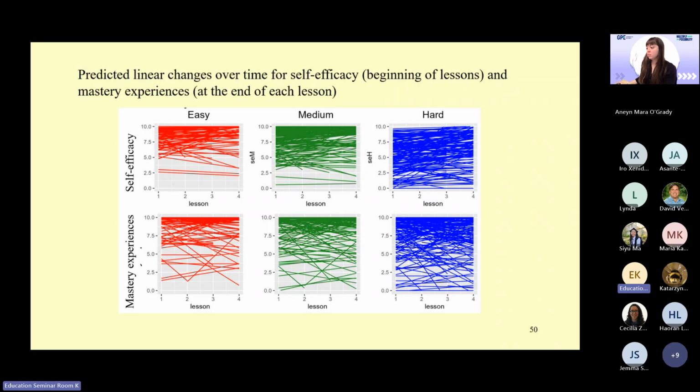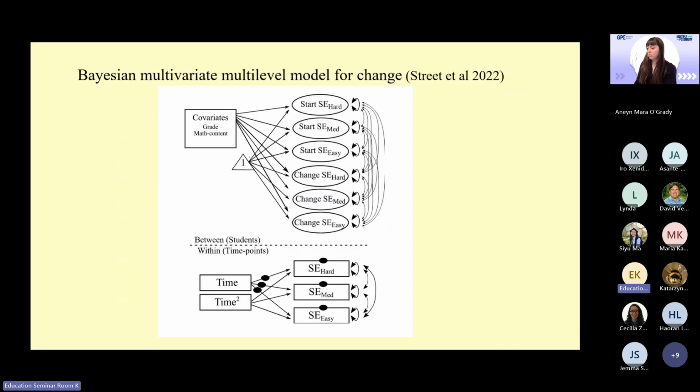So we specified a model to put all the self-efficacies together. It looked like this. I won't dwell on all the details.